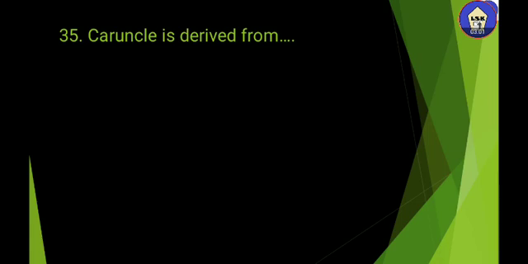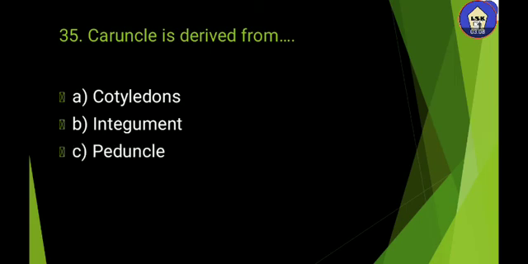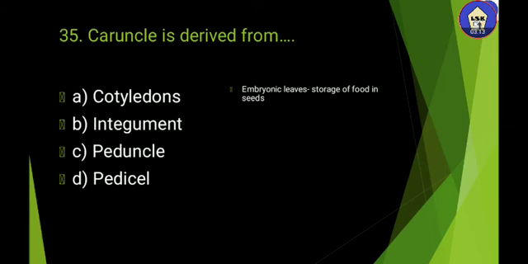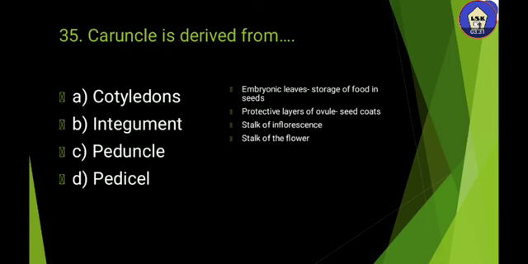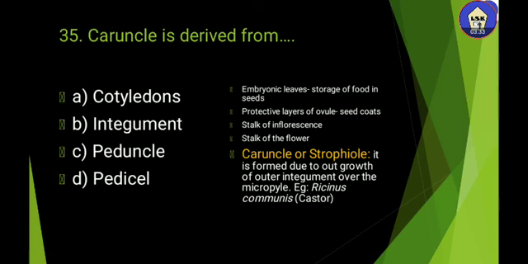Question number 35. Caruncle is derived from a special type of: cotyledons, integument, peduncle, and pedicel. So definitely the answer should be integument. Before that, let us see what are cotyledons. Cotyledons are the embryonic leaves, helps in the storage of food in the seeds. Integuments are the protective layers of ovule, which later develop as seed coats. Peduncle is the stalk of the inflorescence, common floral axis. Pedicel is the stalk of the flower.